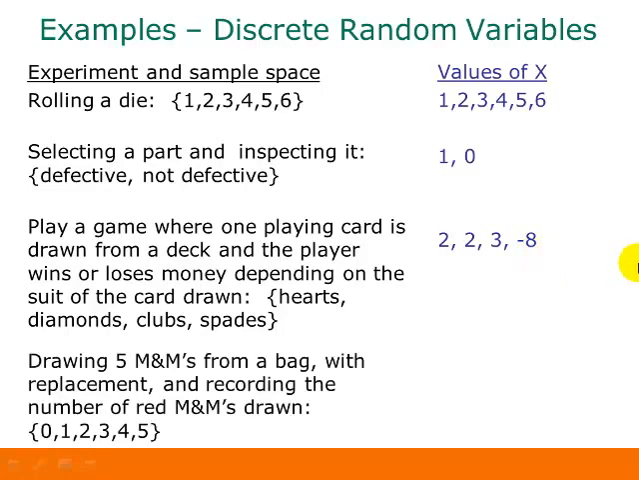One more experiment is drawing 5 M&Ms from a bag with replacement and recording the number of red M&Ms drawn. So our possible values for our outcomes are just the total number of red M&Ms that we drew out of the 5. So we could have gotten anywhere from 0 red M&Ms all the way up to 5. So that is our sample space, and we can define our discrete random variable as having any one of those values.